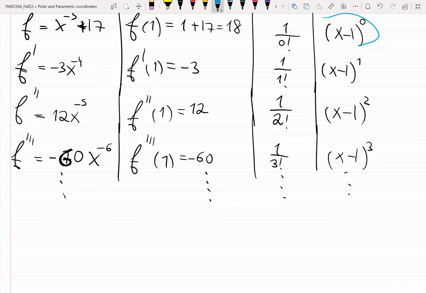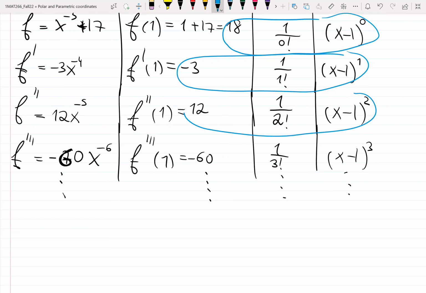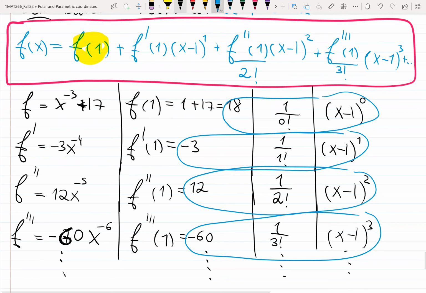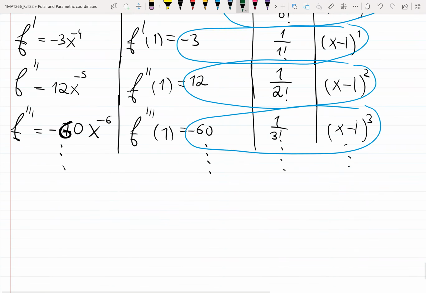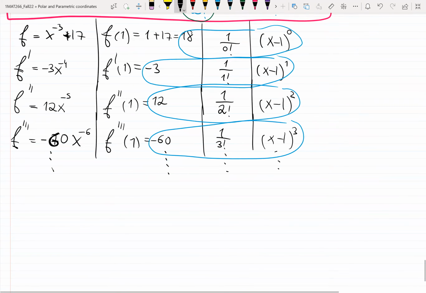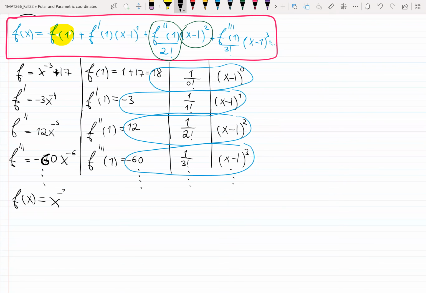The answer will be these things multiplied in n, multiplied in n, multiplied in n, because that's what the formula says. Check this out. The formula says find the derivative, plug in the number, divide by the corresponding factorial, multiply by x minus the shift, raised to the corresponding power. That's exactly what we're doing here. So the first term is 18, where f of x equals x to the minus 3 plus 17.